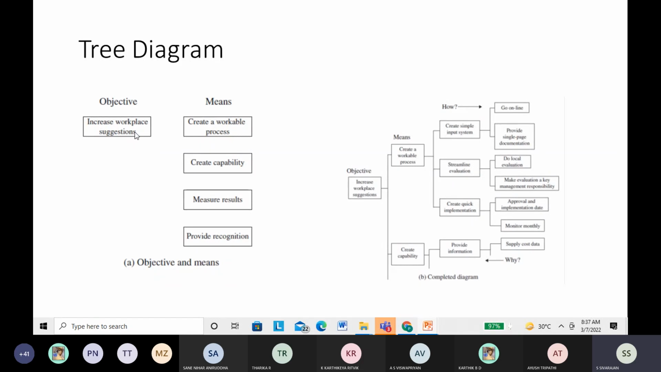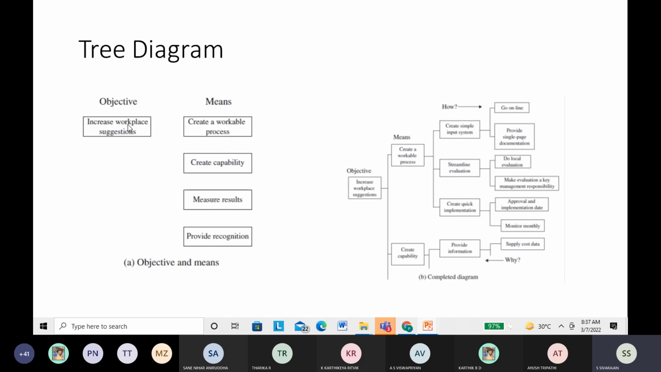Basically, workplace has something to do with HR, so don't worry much about it. But how do we create a workable process? These are some of the steps. Create a simple system. Whatever you grow online, make it simple, make the documentation simple. So these are all about making it simple. Standardized means do local evaluation.